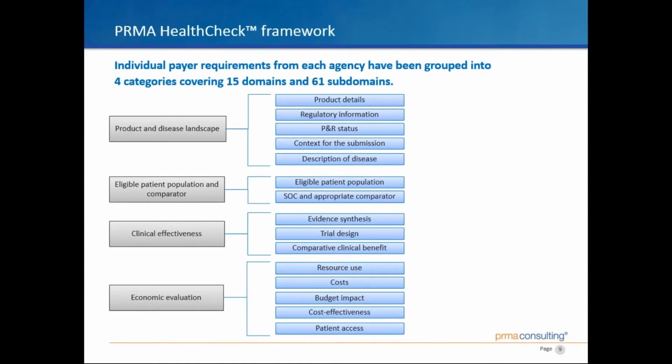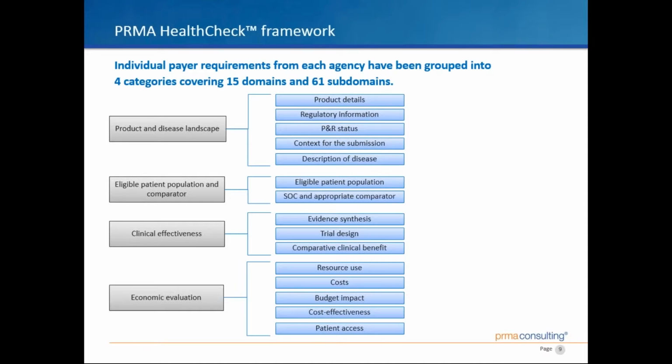So this diagram shows the common framework and hierarchical structure that has been used to develop and map individual requirements from the submission templates in order to provide a consistent yet comprehensive approach to peer evidence gap analysis. Really, the starting point for the development of the framework is a review of over 700 individual peer evidence requirements, which were extracted from the submission templates, and which were then aggregated into 61 subdomains and 15 domains, which you can see in the center of your screen.